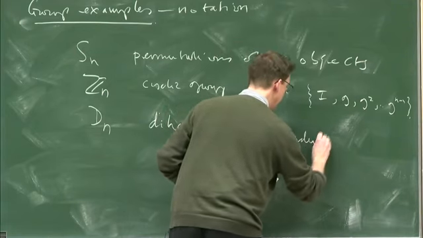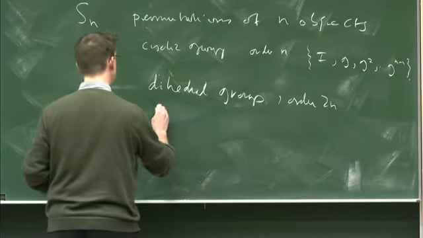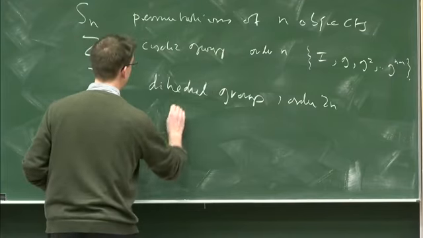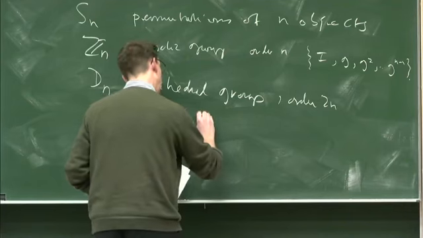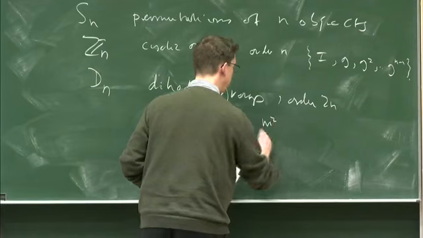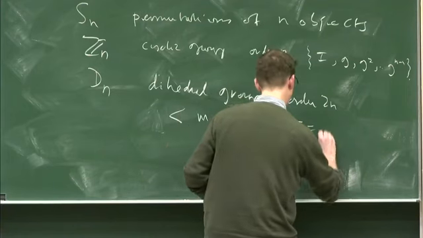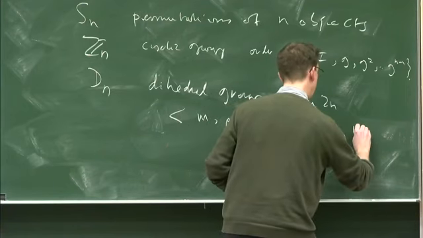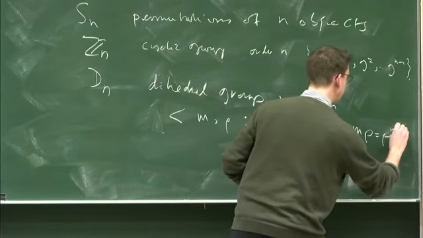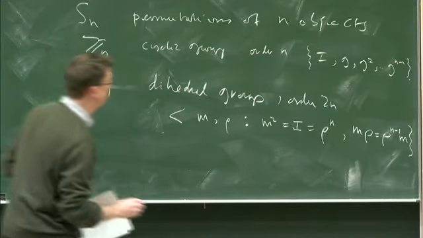So this has order 2n, and this has two generators. Suppose it's going to be generated by some pair of objects m and rho satisfying m squared is the identity, rho to the n is the identity, and then m composed with rho is rho to the n minus 1 composed with m. So that's a presentation of the group.